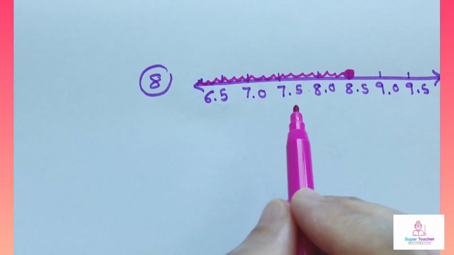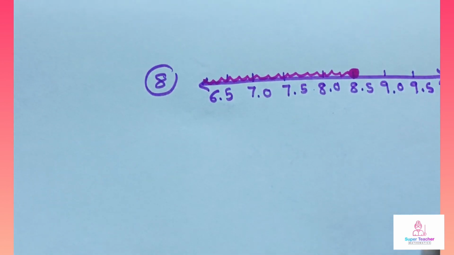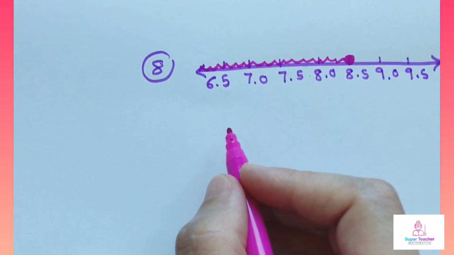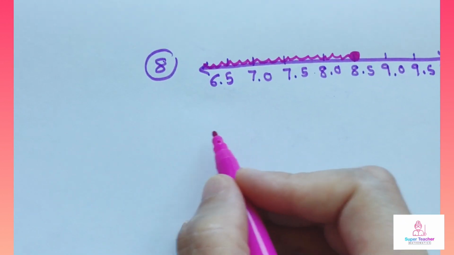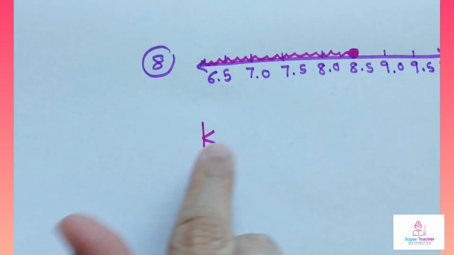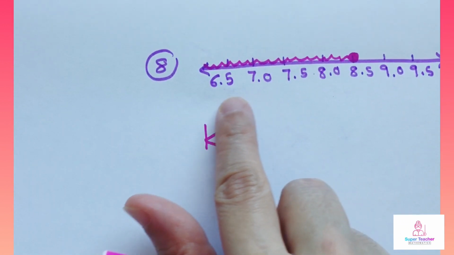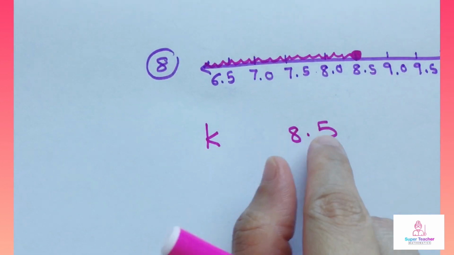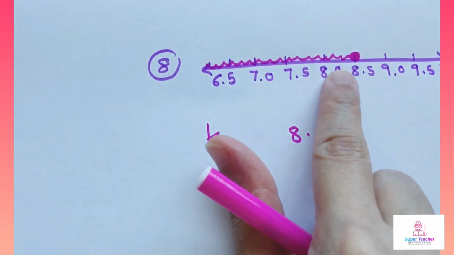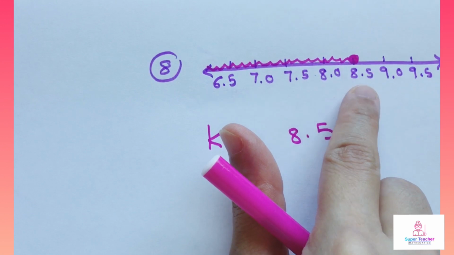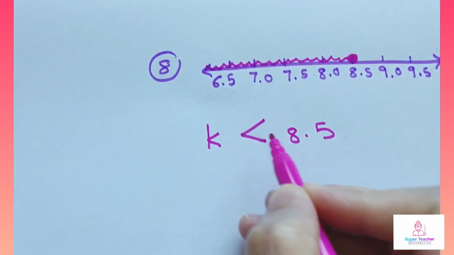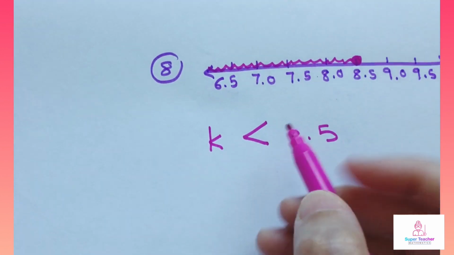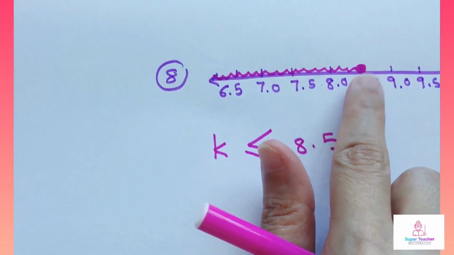We have now decimal numbers. So it's the same thing, just instead of a whole number I put decimal numbers. Okay, so again I'm going to write any letter. I choose K. Now these numbers are what? We started from 8.5, and the numbers are becoming less than 8.5. So I'm going to put less than. Do I have to put equal? Yes, because the circle is closed.